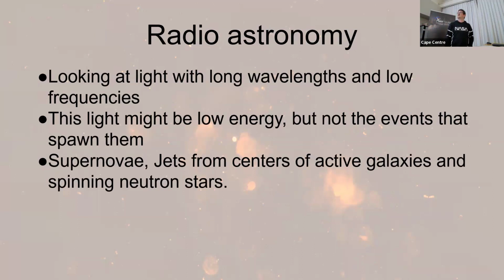But that's not because they are thermally very active, it's because the radiation that they give off is called synchrotron radiation, and it's actually produced by electrons that are accelerated in very strong and twisted magnetic fields. So things like supernovae, the jets from the centers of active galaxies, and spinning neutron stars produce these kinds of synchrotron radiation that are very, very bright in radio.